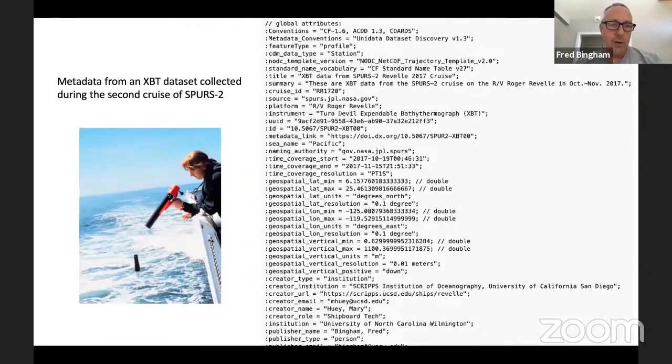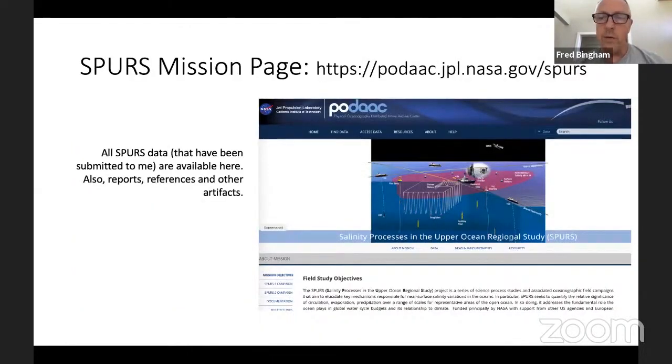This is just an example of metadata from one particular data set that was collected as XBT data, a pretty standard type of data stream. Here are all the different types of metadata that we put in there, just to give you an example. And here's the SPURS mission page. All the SPURS data that have been submitted to me that I know about are available here.